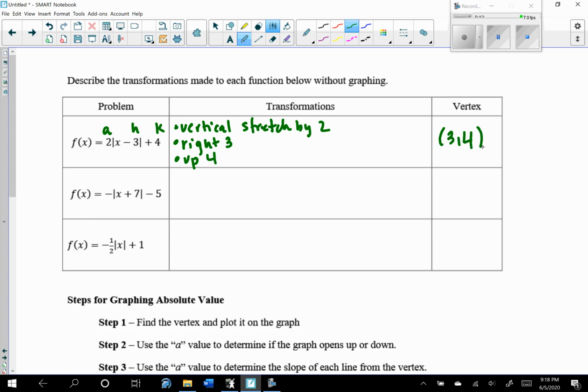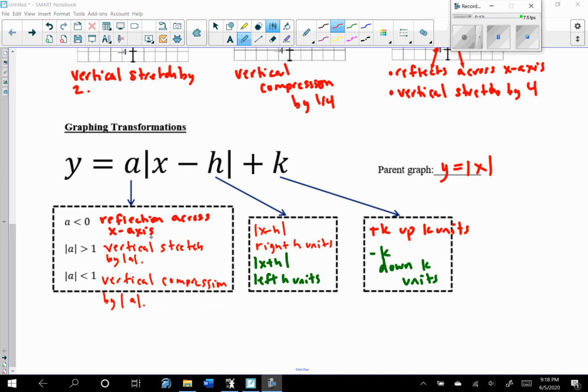So I want you guys to pause the video and see if you can do the next two on your own. And when you're done, you can unpause it to check your work. So here, our A value is actually equal to -1. Your H in this case would be equal to -7, and your K is equal to -5. So again, if you want to use that chart, if our A value is -1, that's less than 0, it's a reflection across the x-axis.